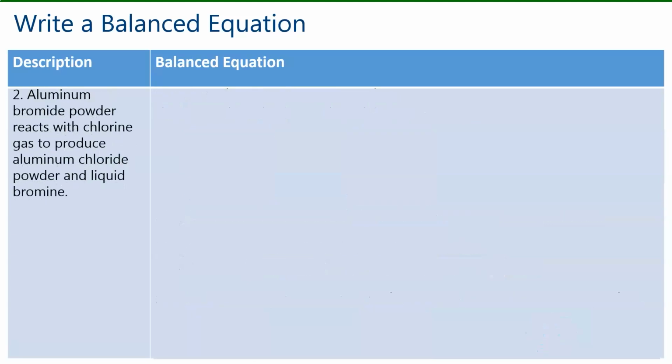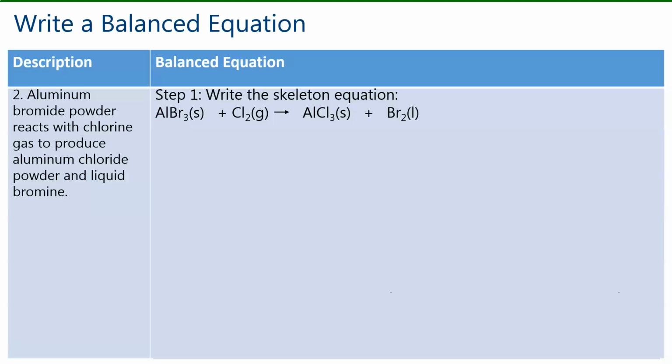Our next description says aluminum bromide powder reacts with chlorine gas to produce aluminum chloride powder and liquid bromine. Follow the steps that we discussed to write the balanced equation for this description. For our answer, our first step would be to write the skeleton equation. Your skeleton equation would look like this.